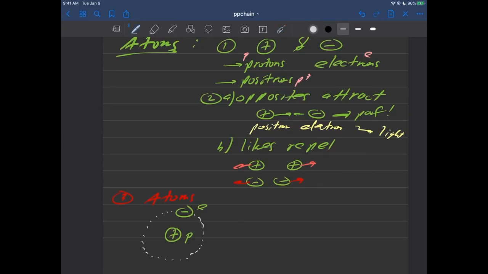Okay, and the other thing that could appear in an atom, well, let me just label a few things here, and I'll tell you about that other thing.